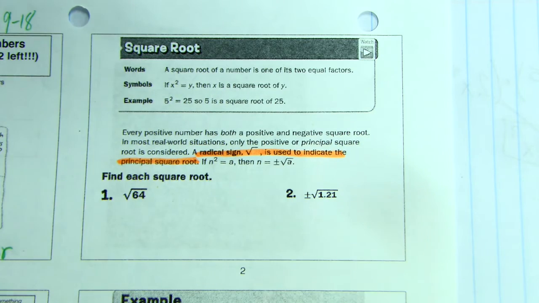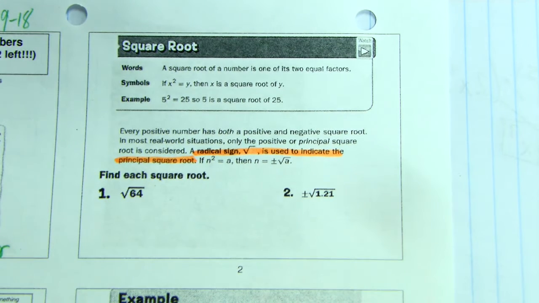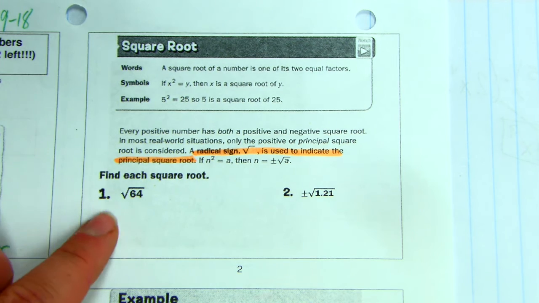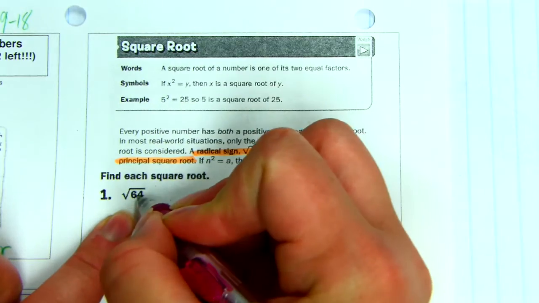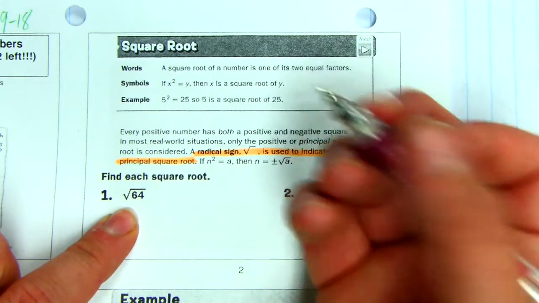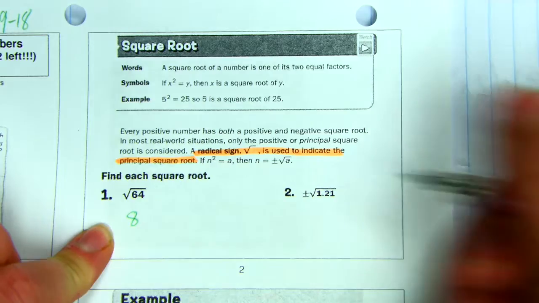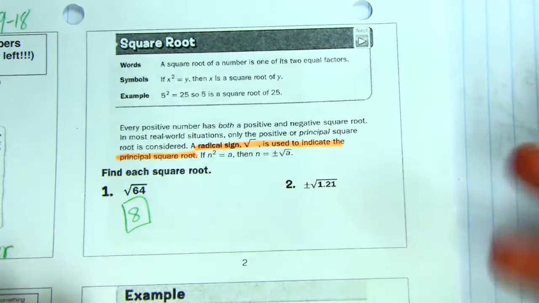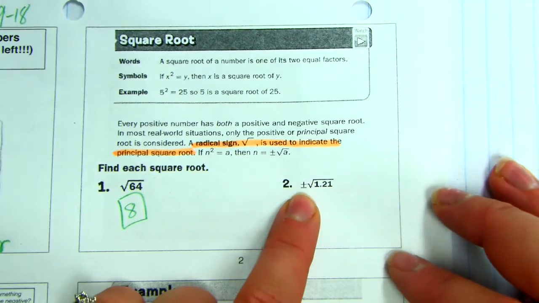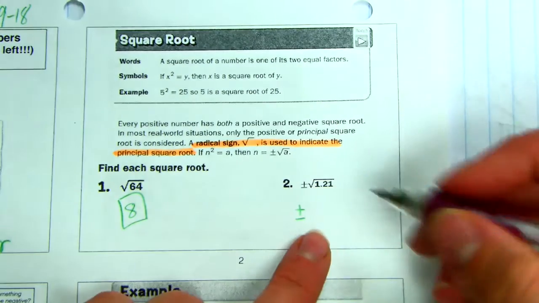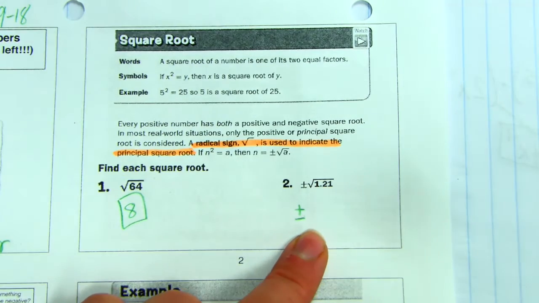So there's a couple special things that we have to keep in mind as we get to slide 4, I will show you. When you're taking the square root of a beautiful number, then the answer is just a positive number. So in number 1, what times itself is 64? Well, the answer is 8. So that's our answer, just 8. In number 2, this has a plus or minus sign out front, so our answer will have a plus or minus sign. This looks like 121, which is 11.